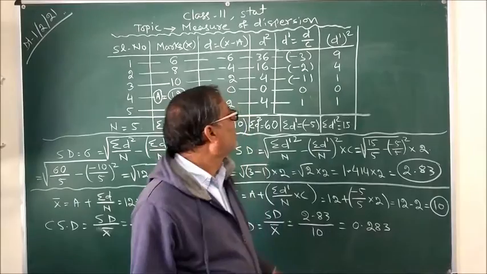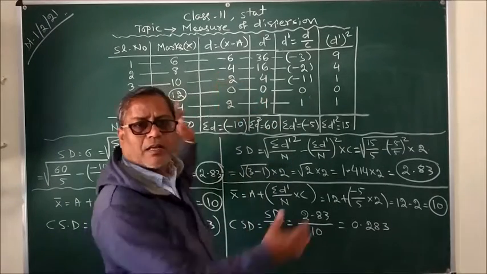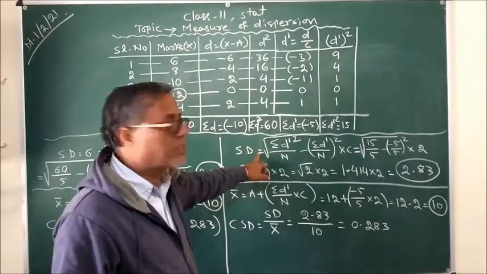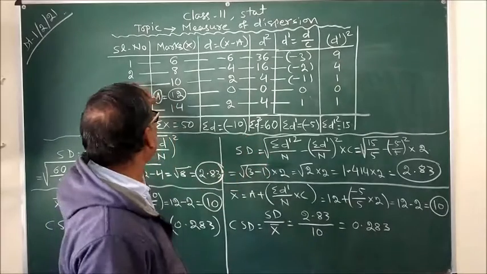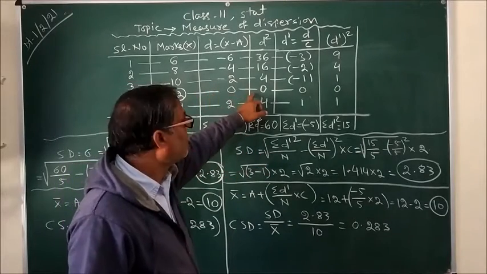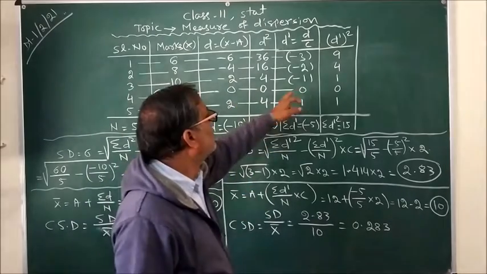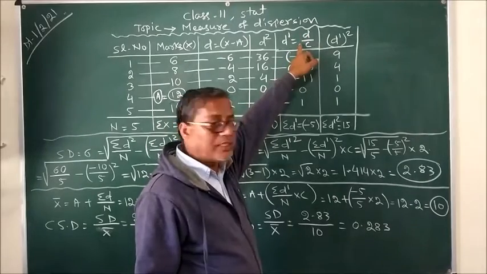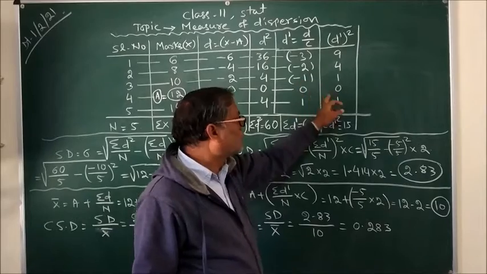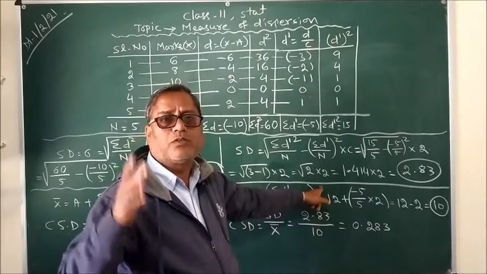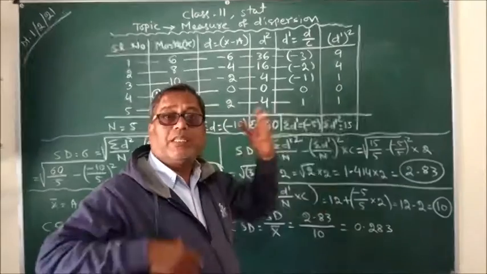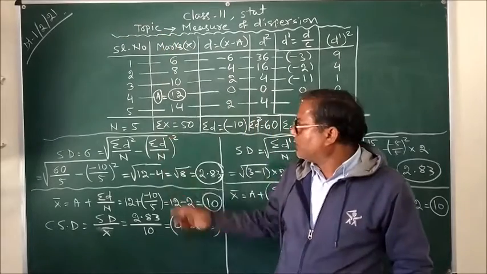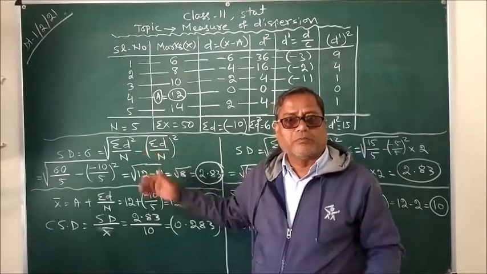So you see in the table I have mixed the requirements of both shortcut and step deviation methods. For the shortcut method, you need columns 1, 2, 3, 4 only, and for the step deviation method, you need to find d dash, which is deviation upon common factor c, and d dash square. These two columns will be needed to calculate standard deviation using the step deviation method. So first, calculation of standard deviation using the shortcut method, that is method number 2.